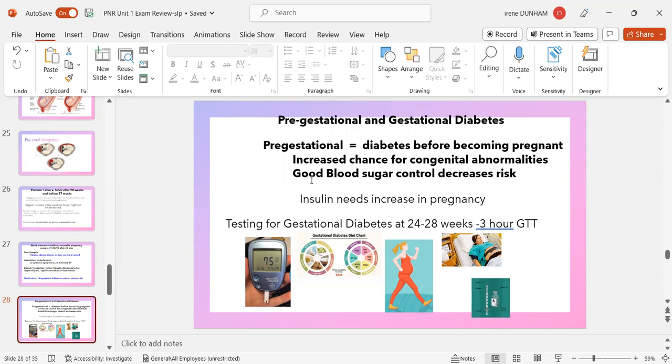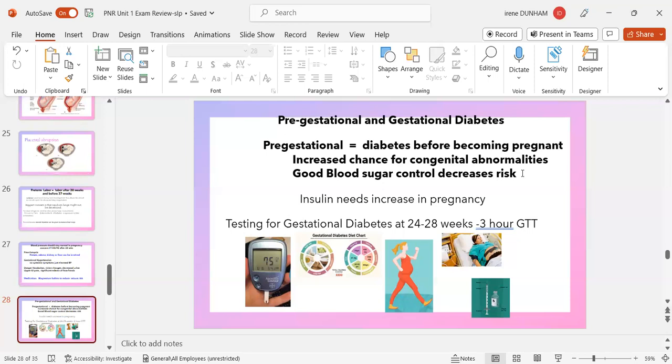So we want to have good blood sugar control because it decreases the risk. It kind of makes sense. So we have to be careful with our type 1 diabetics or our obese patients that get pregnant, because they could have a chance of having a baby born with congenital anomalies because of the risk involved with the hyperglycemia. So remember, insulin needs do increase in pregnancy.